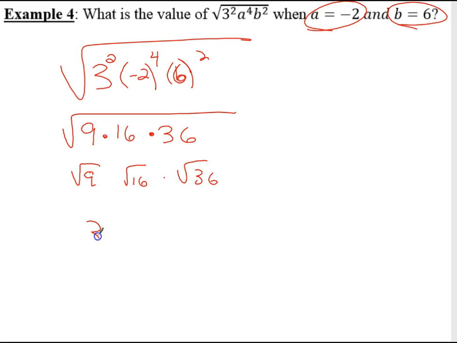So the square root of 9 is going to give us 3. The square root of 16 is going to give us 4. And the square root of 36 is going to give us 6. And when we multiply all those together, we end up getting 72.